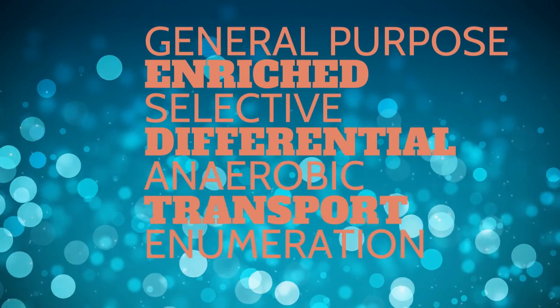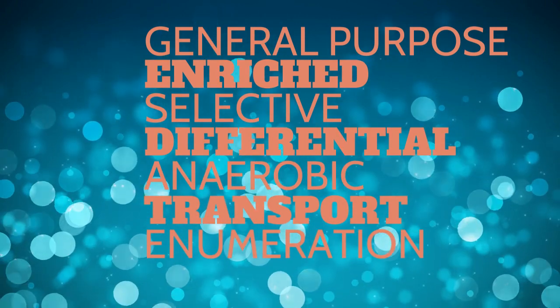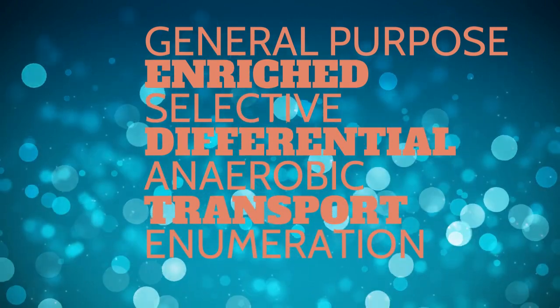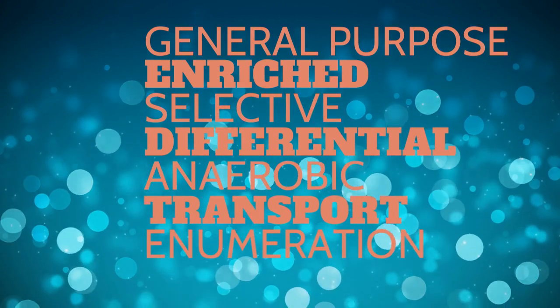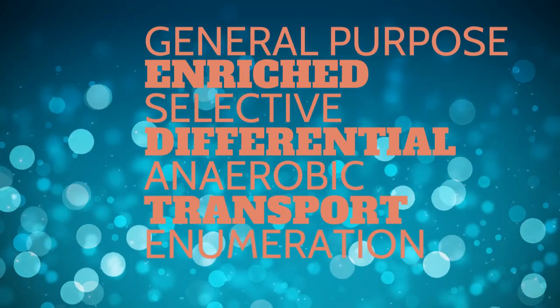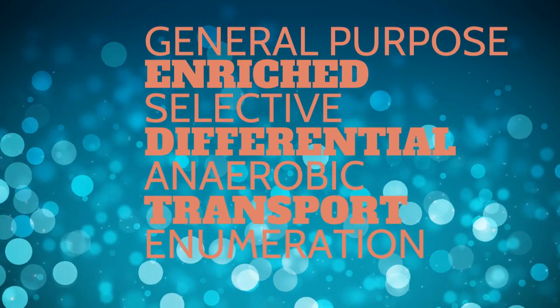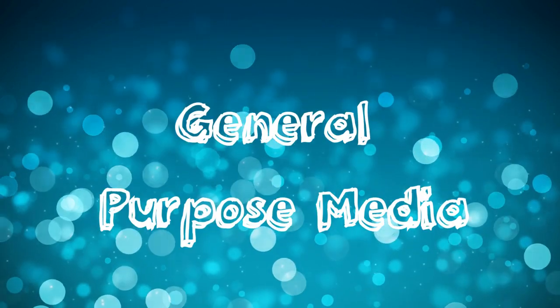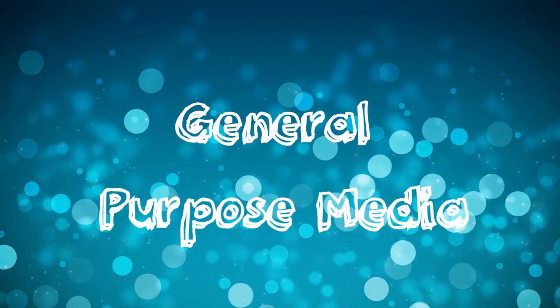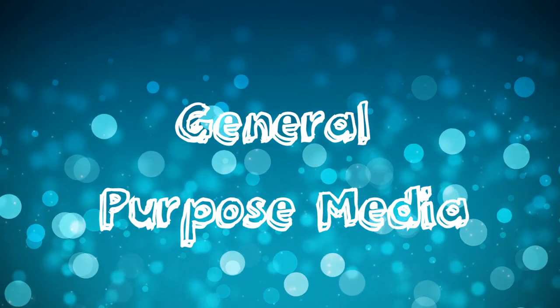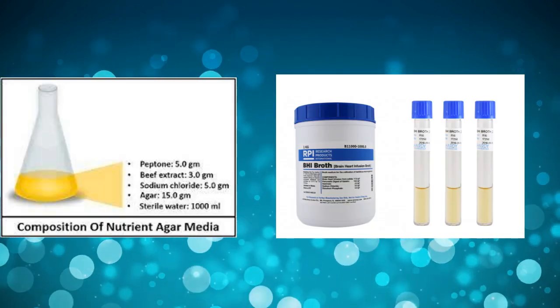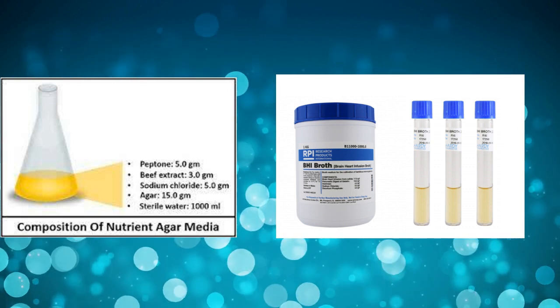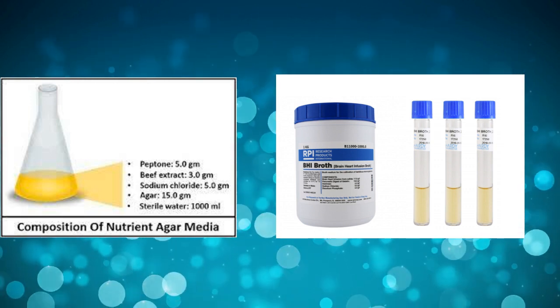Based on their purpose, we divide the media into general purpose media, enriched media, selective media, differential media, anaerobic media, specimen transport media, and enumeration media. The general purpose media allow a wide variety of microbes to be grown in them. Examples are nutrient agar and brain heart infusion or BHI broth.